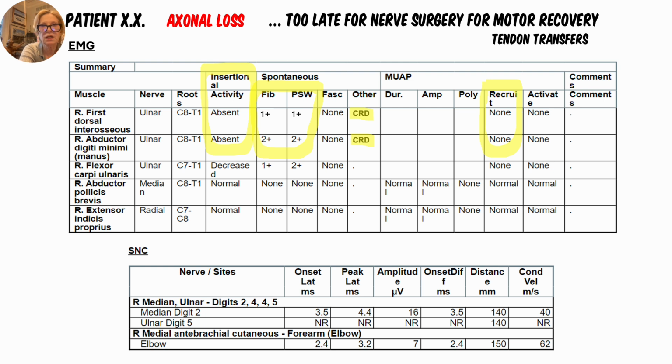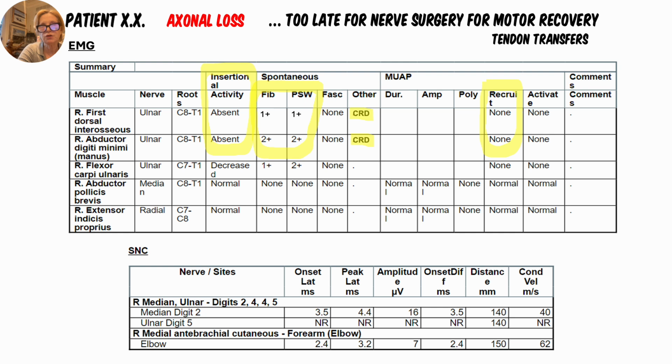EMG on this patient, insertional activity is absent. That's on that far side. There you can see CRD, so it's very chronic. Recruitment is NR, no recruitment. And there's a couple of fibrillations and positive sharp waves. That is very much on that far edge.